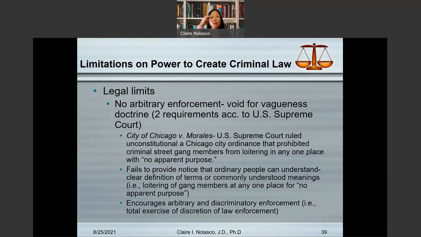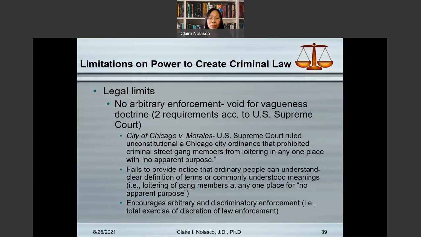In fact, in the city of Chicago versus Morales, the U.S. Supreme Court ruled unconstitutional a Chicago city ordinance that prohibited street gang members from loitering in any one place with no apparent purpose. The U.S. Supreme Court said that this was void because it was vague. What does it mean by loiter? And what does it mean that that person does not have any apparent purpose?